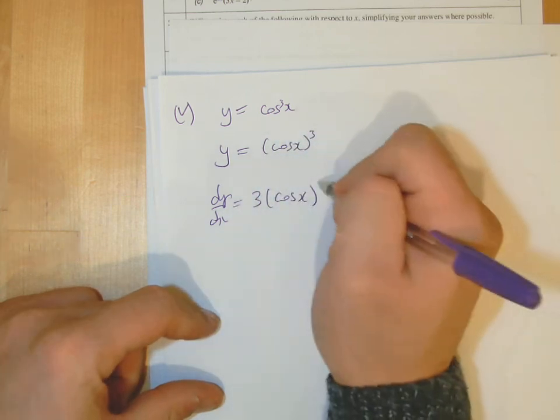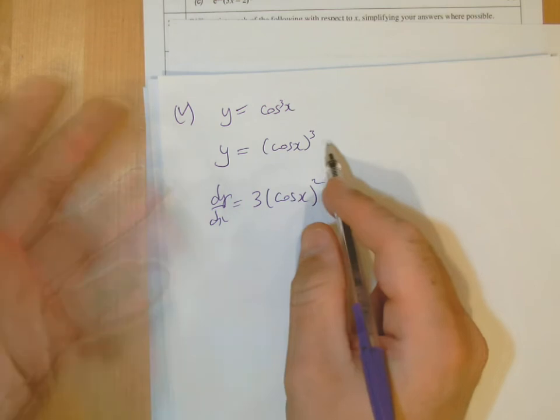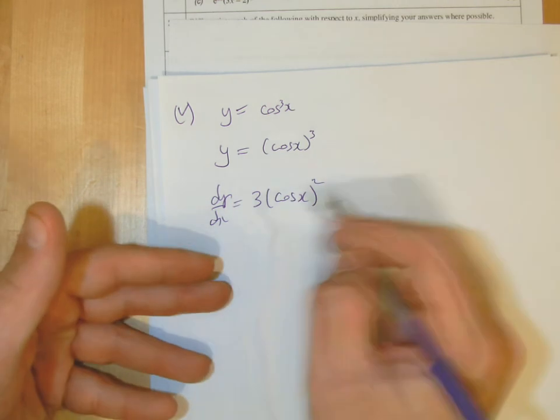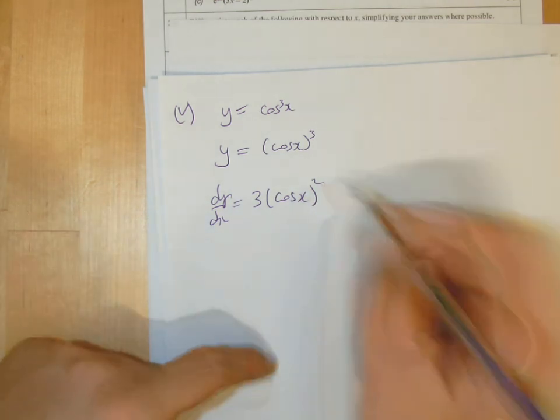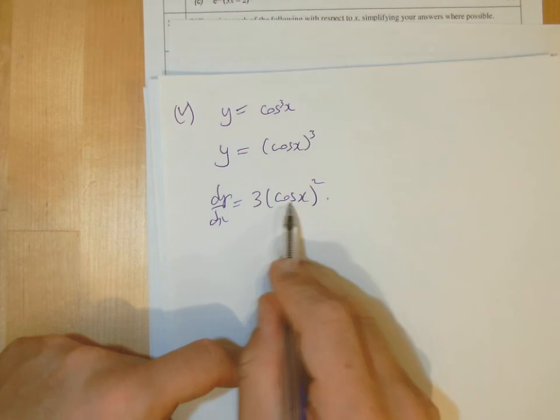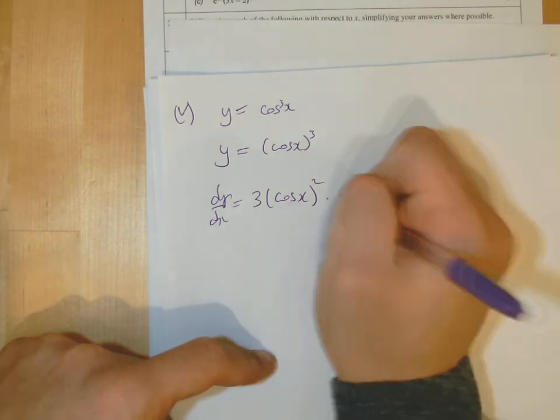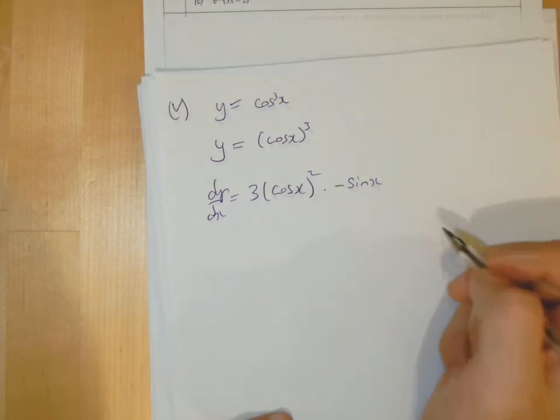So you differentiate the outside function, bring the 3 down, reduce that by 1, so it's a 2, and then you times it by the derivative of the inside. Differentiate cos x, you get minus sin x. And that's it. That's all there is to it.